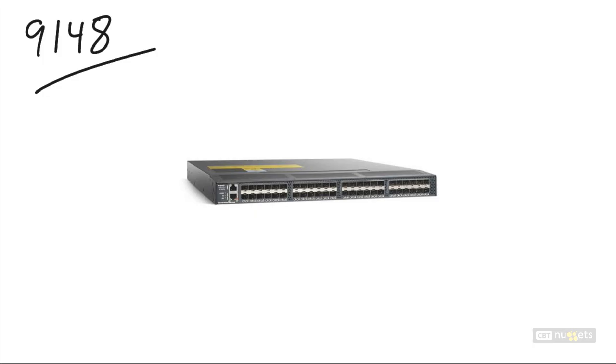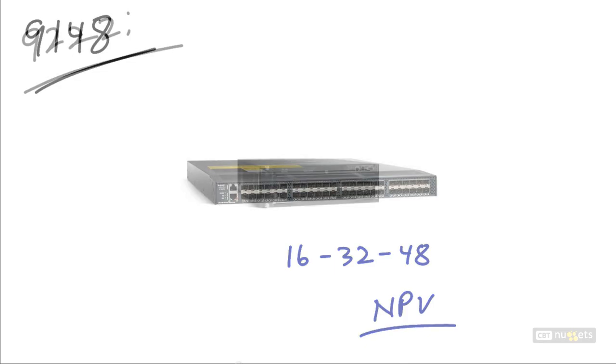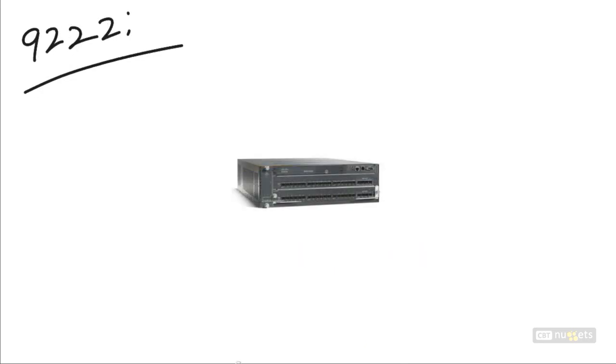And here we can see the MDS 9148. Sure enough, this features 48 line rate, 8 gigabit per second fiber channel ports. We can go ahead and license this in a 16, in a 32, or in a full 48 port based configuration type. And there are 8 ports available for incremental licensing. Once again, here we have an NPV support capability, so this device can assist in the scaling out of the storage area network.